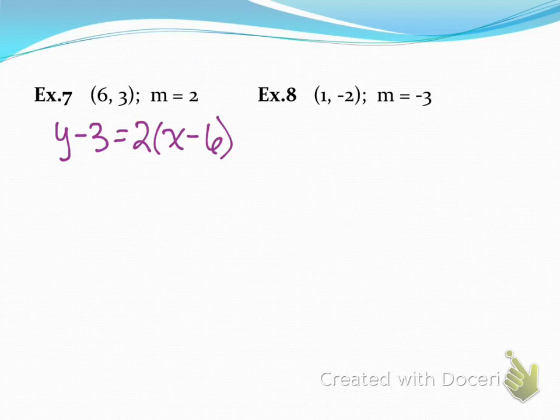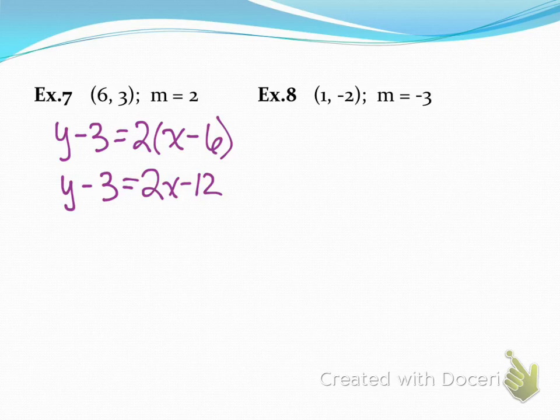Our next step is going to be to distribute. Ellie, what do we have when we distribute? I got 2x minus 5. So the y minus 3 stays. The other side is 2x minus 12.